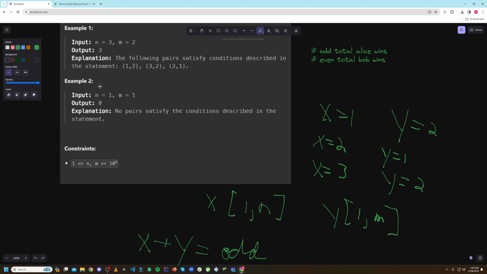And the last example, if x and y can only be 1, there are no pairs, because if they're both 1, Alice will never win. So there are no pairs. If x and y can only be 1, the only pair that you can pick is 1, 1, and that's even, so Alice will never win. So that's why this is not the case.